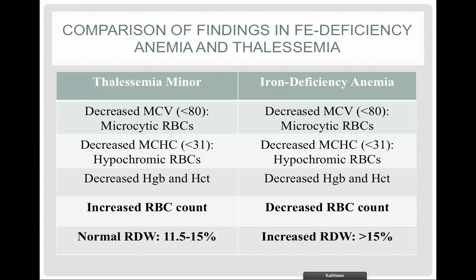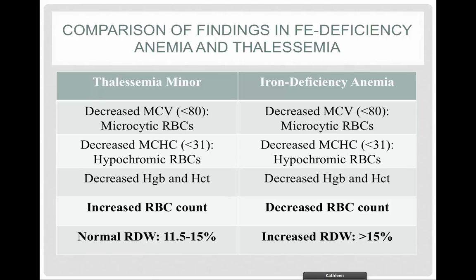So here we have the comparisons of finding iron deficiency anemia versus thalassemia. So in thalassemia minor, you have a decreased MCV. Same with iron deficiency anemia. You have a decreased mean corpuscular volume of less than 80. You have a decreased MCHC, which is less than 31. You have hypochromic RBCs in both of them, which are pale. Chromic meaning color. They're both pale cells. You have a decreased hemoglobin and hematocrit, as well as with thalassemia and anemia.